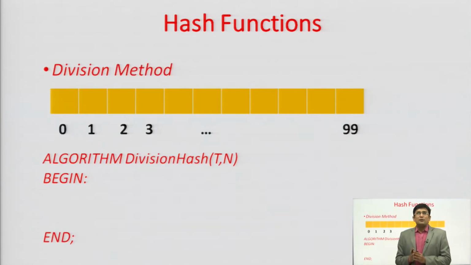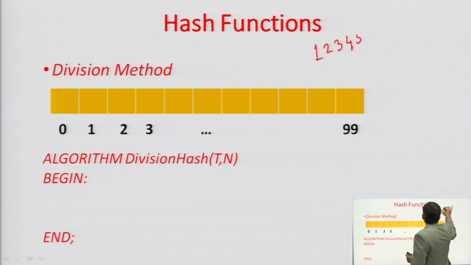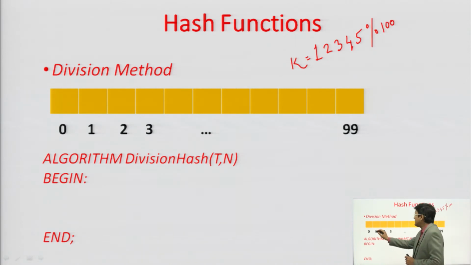Okay. Now, let us have a look at the division method in detail. Let us say I have some key 12345. This is the key which is given to you and you have to find the address of this key, the location of this key in the hash table. For finding out the address, the simplest method could be to divide this by 100, in case the address is of 2 digits.